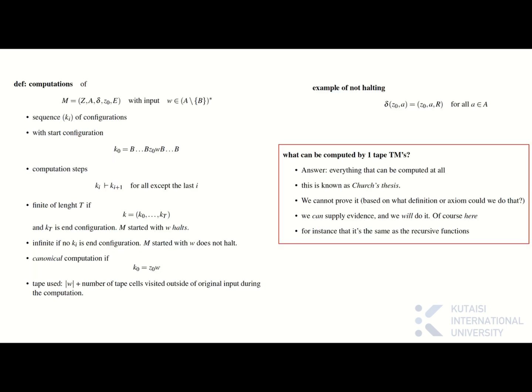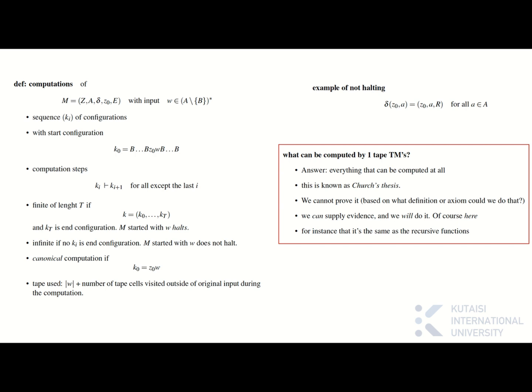And the question again is, what can be computed by a one tape Turing machine? We will exactly define what computed means in a moment, maybe not today, I don't know. So what can be computed by a one tape Turing machine? The answer is everything that can be computed at all. And this is known as the Church thesis.